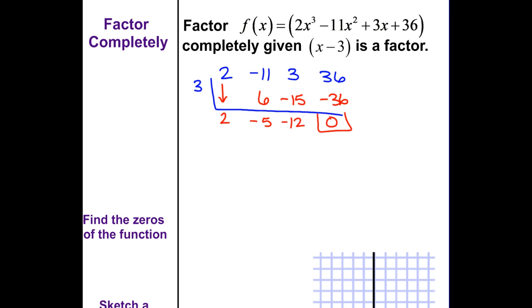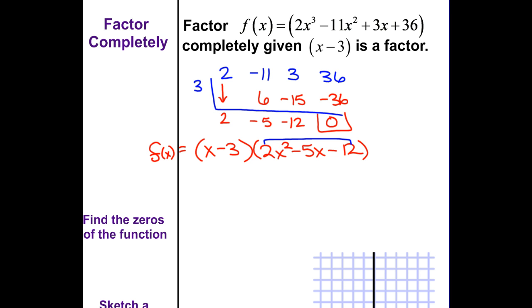So what that tells you is that what we're left with now is x minus 3 times 2x squared minus 5x minus 12. That's going to equal f of x. That is our factored version thus far. That's how far we've factored. Well, now let's look at this second piece here. Can't we factor that more? Well, I don't know. Let's see if we can factor it more.